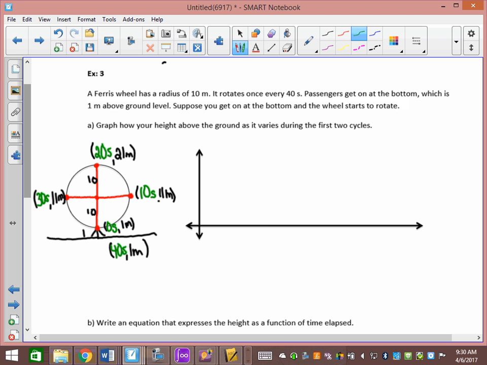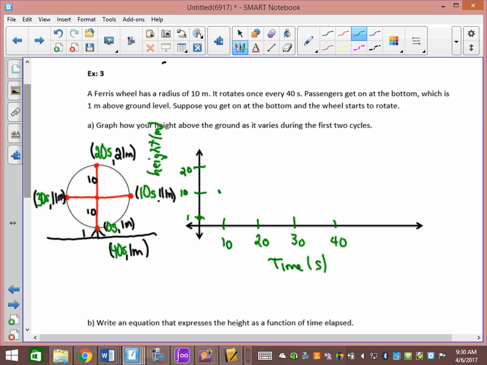Now, if I wanted to, I could sketch it. So I'm going to have 10, 20, 30, 40, time in seconds. And then I'm going to have 1, and I'm going to have 10, and I'm going to have 20. And I'm going to draw them directly across. See? 1, 10, 20. And this is height in meters. So I start at 0, 1. Then I go to 10 and 10.